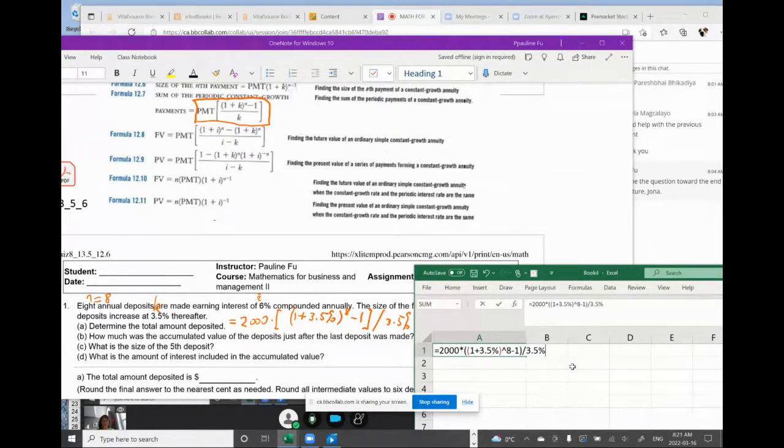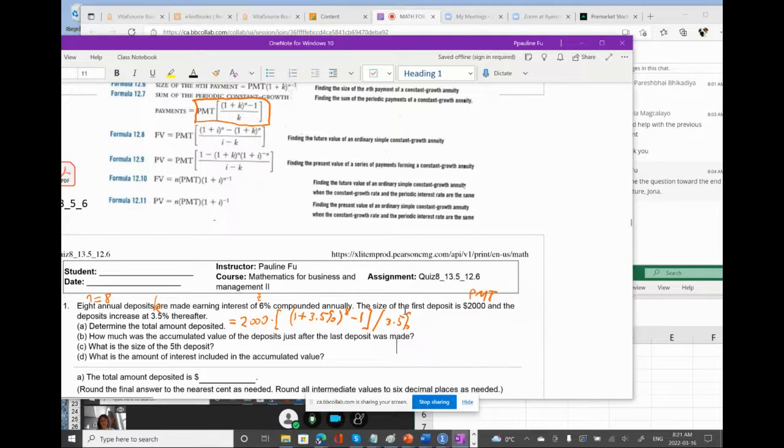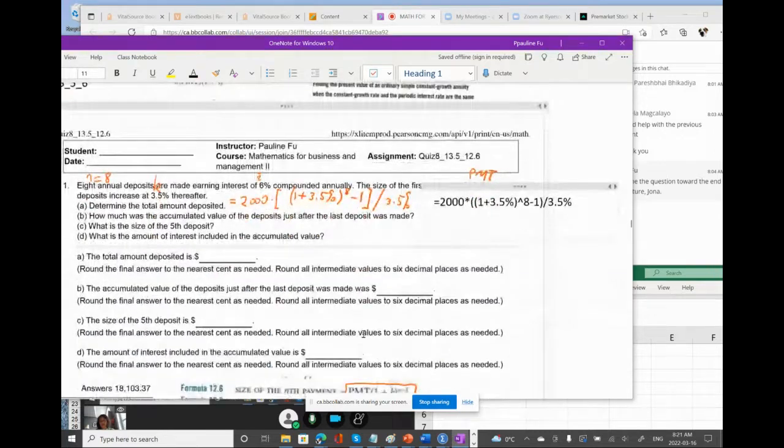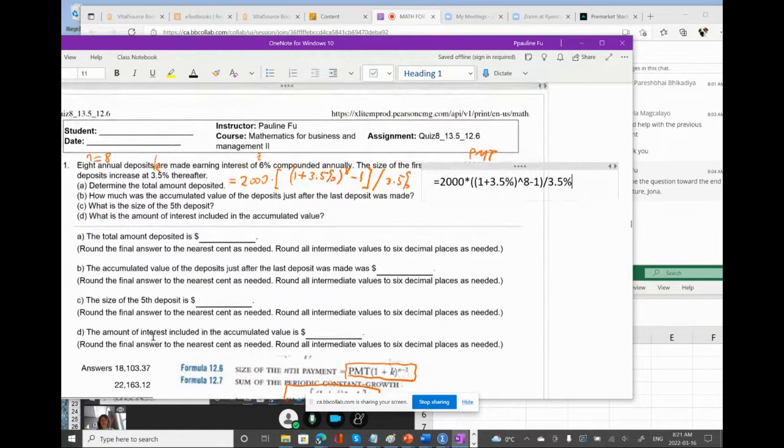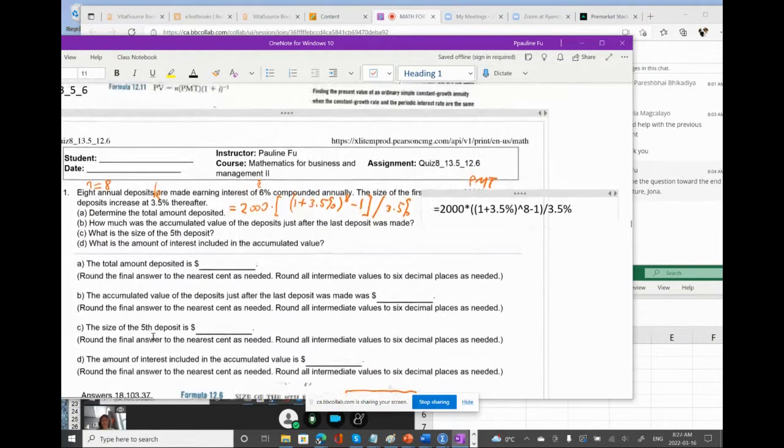Okay, I pause for a moment to see if you have any questions. So this is the number. Okay, I'm going to copy this. Okay, and the result is here, $18,103.37. Question A. Okay.